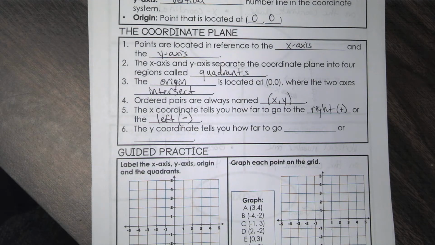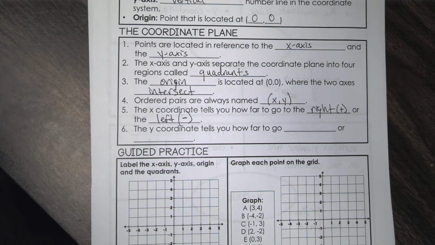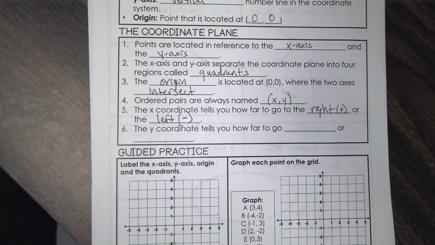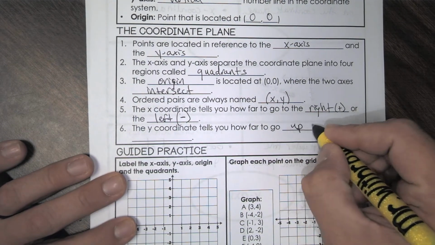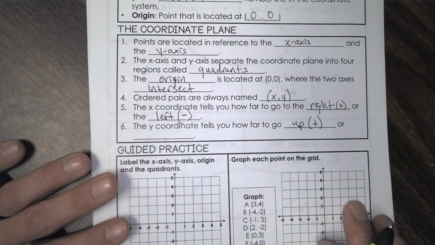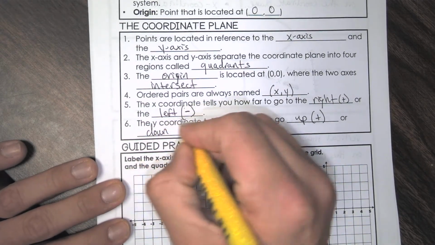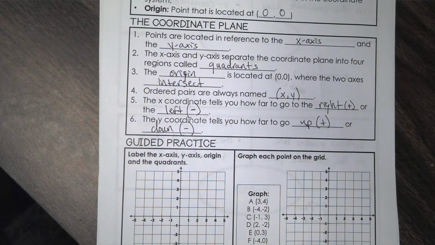So it's just like working with a number line. On a number line you put 0 in the middle. Everything to the right is positive. Everything to the left is negative. So the y coordinate is like reading a thermometer, because it's the vertical line. The y coordinate tells you how far to go up, which are all the positive numbers, or down, which are the negative numbers. So that's just one thing to remember. That's why we always start in the middle, because it's at 0.